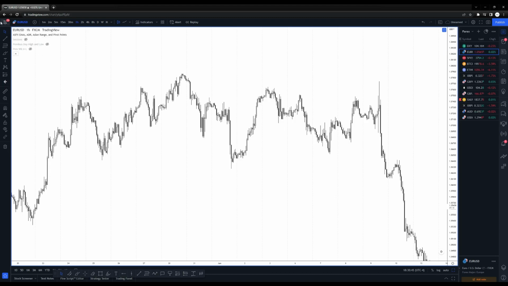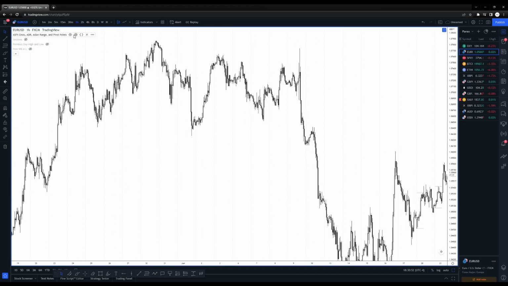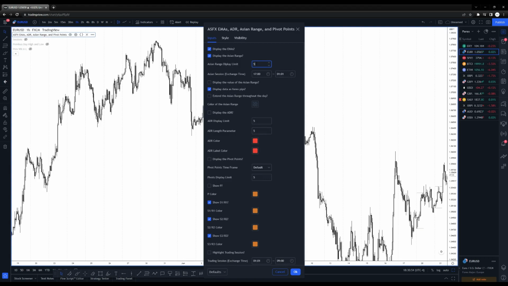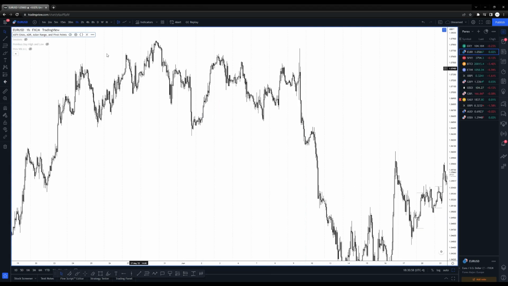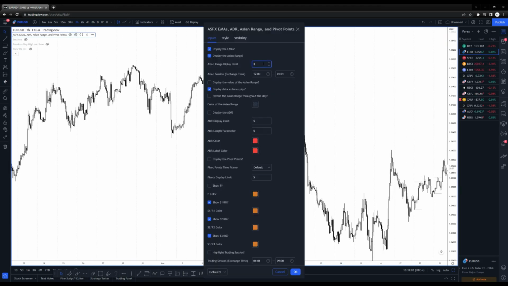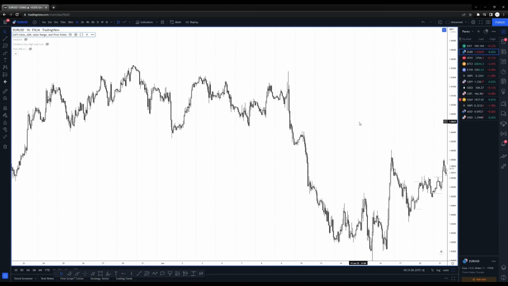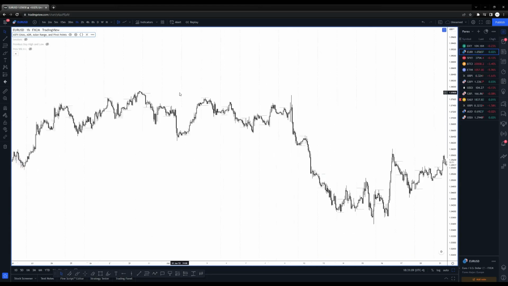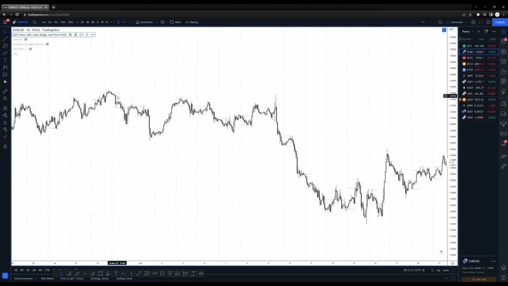So right here on the indicators I have my Asian range, so you're going to see the Asian range high and low. And this is good. Let me actually make this the last 30 days, 35 days. Let's see if it will do that. Okay. No, I think there's a cap on it. Let's say the last 30 days. Okay, perfect.